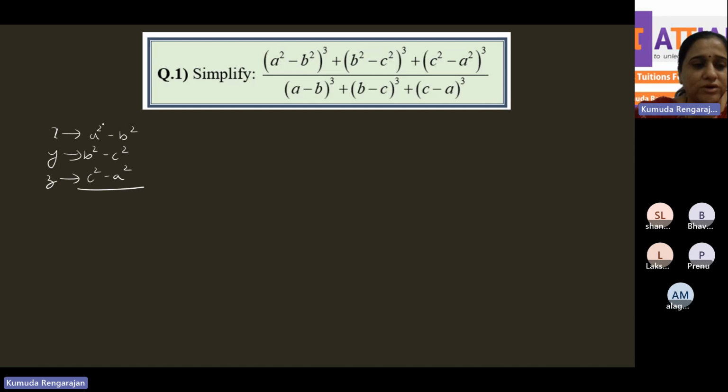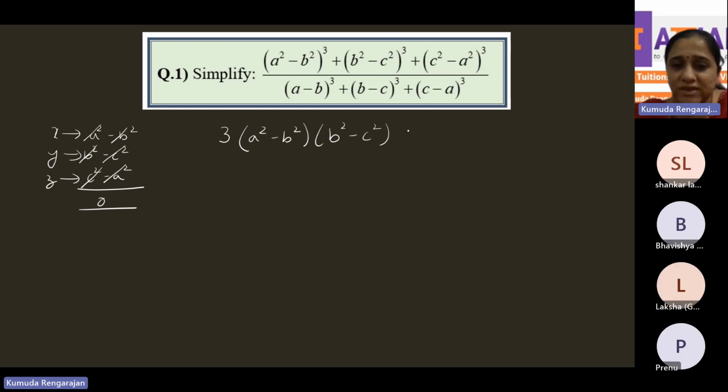So when you add, what do you get? x plus y plus z? a square minus a square plus b square minus b square minus c square plus c square. 0. So x plus y plus z is 0. Then what is the numerator? 3 into x into y into z. So the numerator will be 3 into x, that is a square minus b square, into y, that is b square minus c square, into z, c square minus a square. So we factorize the numerator.